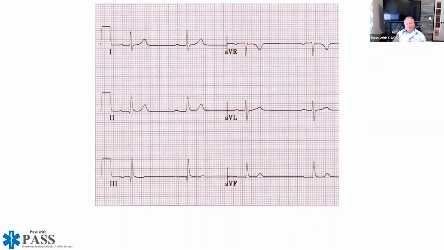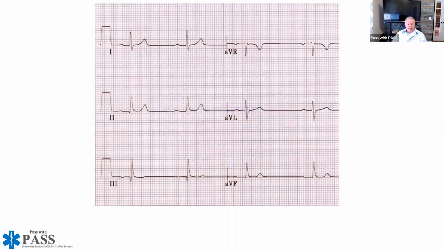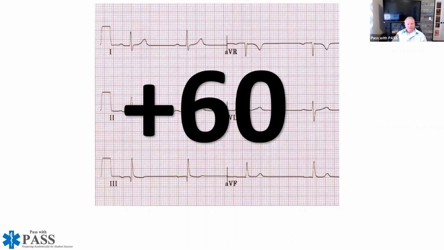If I'm using the hexaxial system, remember that I have to find the equiphasic lead. So when I look here, the one that is the most equal looks to be AVL. If I put my star of life there, remember AVL points to lead 2. So I have to determine, is lead 2 upright or down? In this particular situation, it is upright. So I know that this is going to end up being a positive 60.